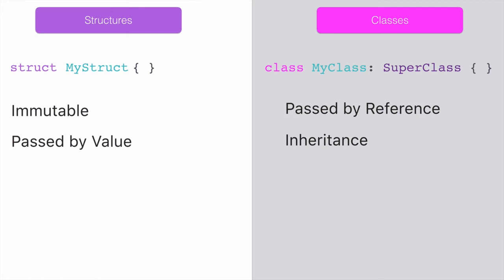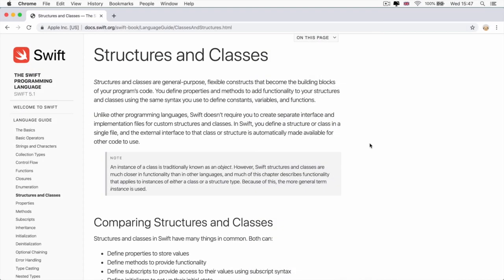So if you'd like to learn more about structures versus classes, or read about each of those in more detail, I recommend heading over to this page in the Swift Programming Language Guide and taking a look at it. So I'll link to this page and you can get more of a background on structures and classes.